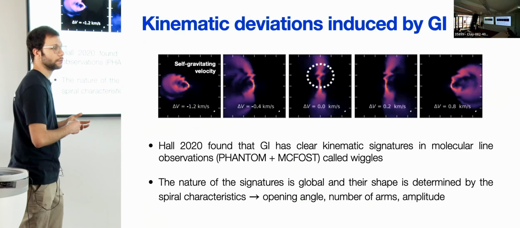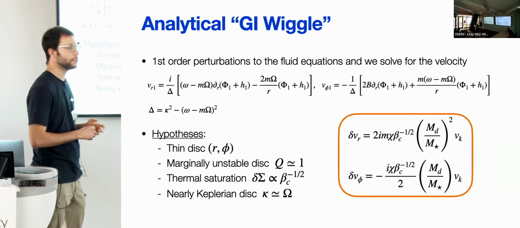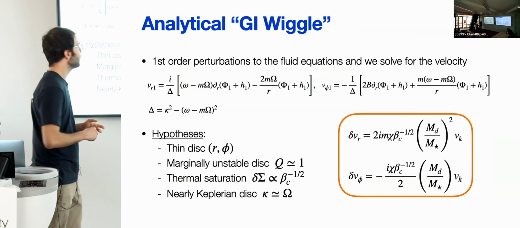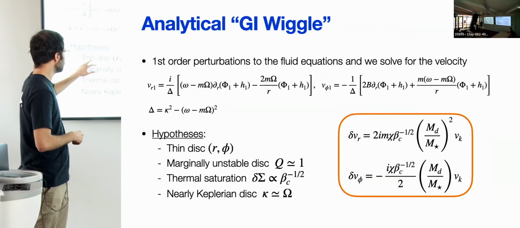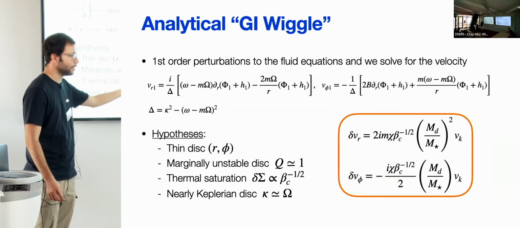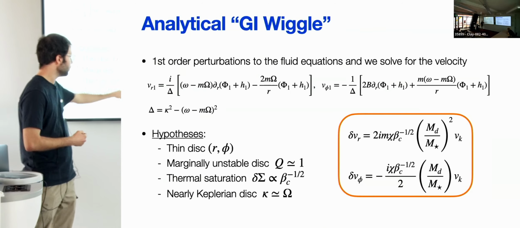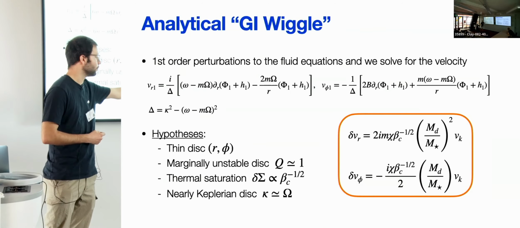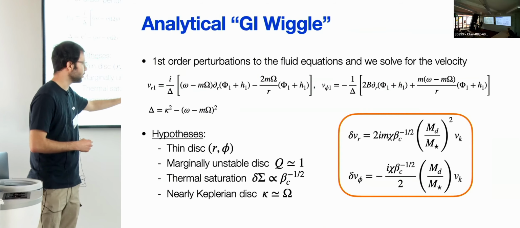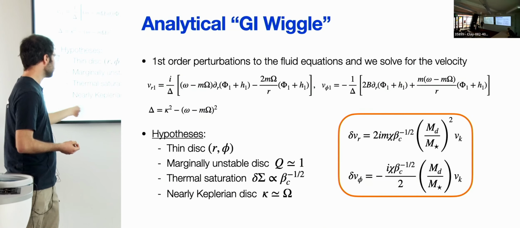And so what we did in this context was to give an analytical description of this perturbation that is called the GI wiggle. We performed the first order perturbation of the fluid equations for the system, and we made some hypotheses. We considered a 2-dimensional system, so a thin disk, that is marginally unstable, so with a Toomre parameter of 1, in thermal saturation regime, so that the density perturbation is given by the cooling factor. What we are doing here is fixing the amount of angular momentum that is transported throughout the disk, and also a nearly Keplerian disk.